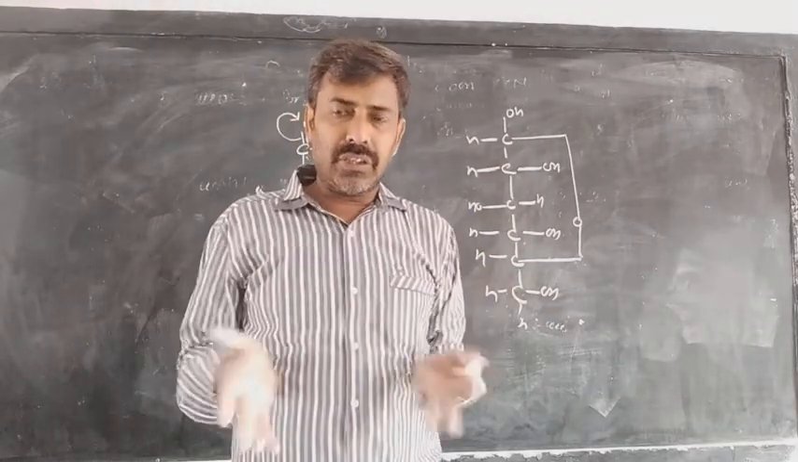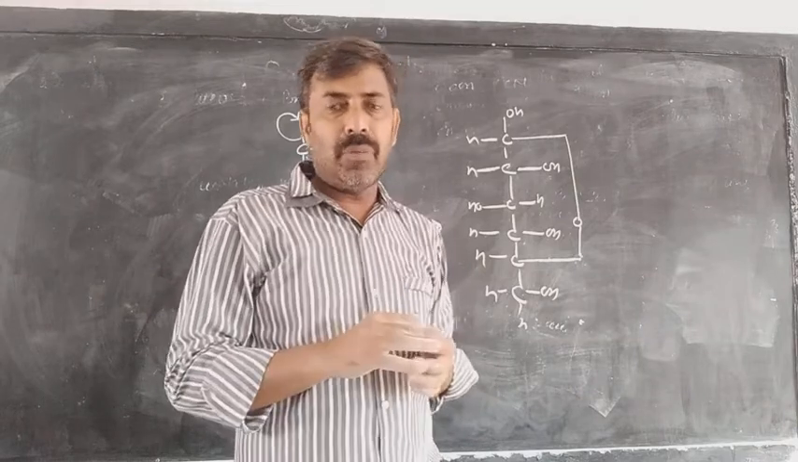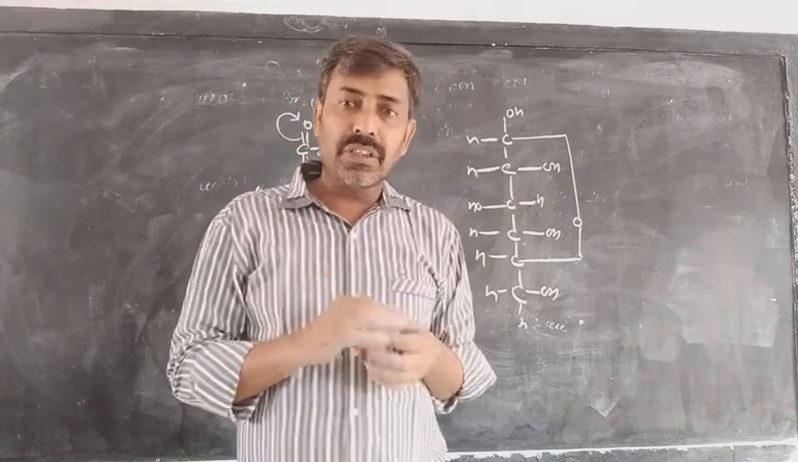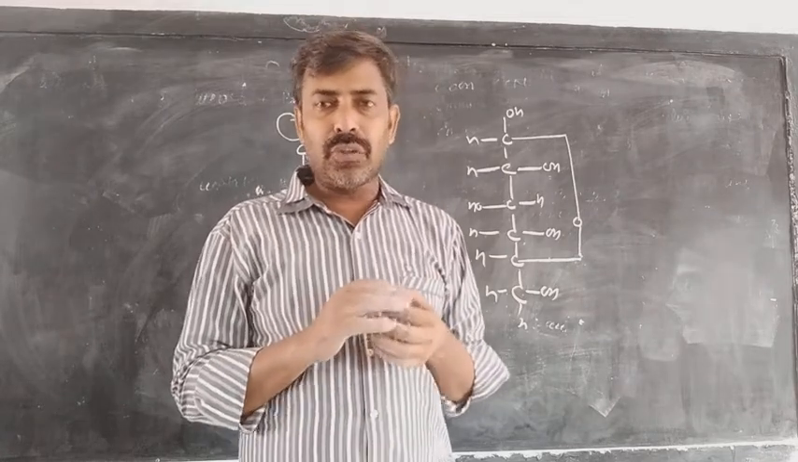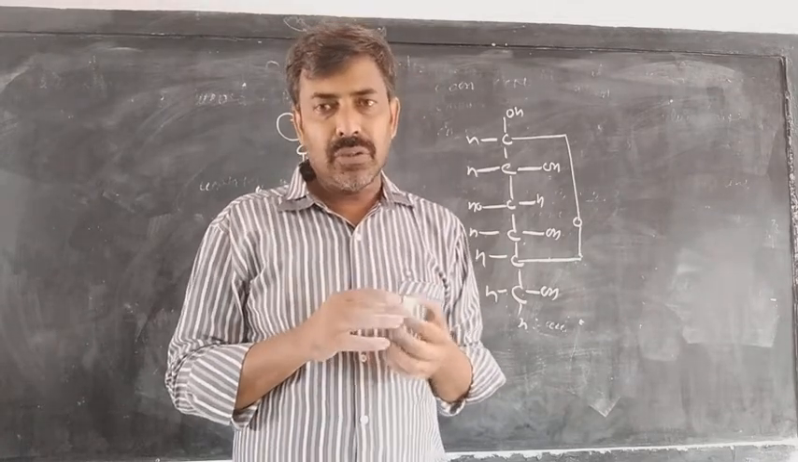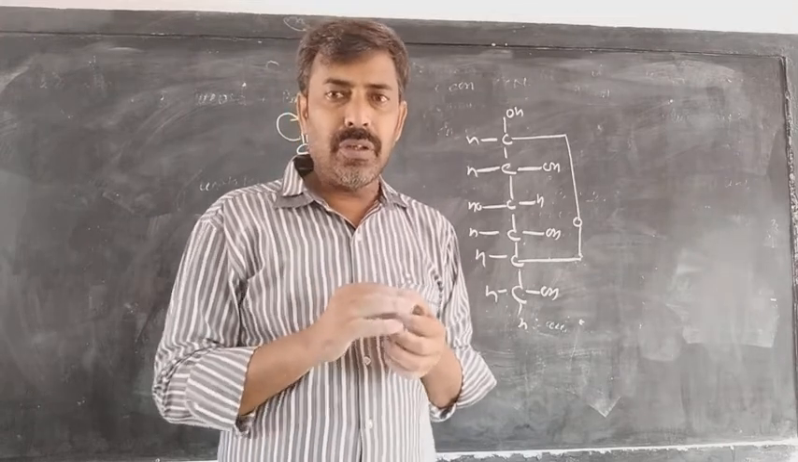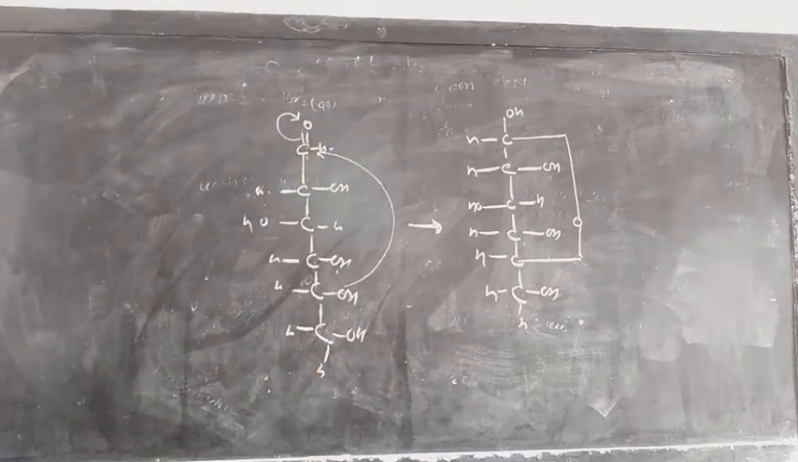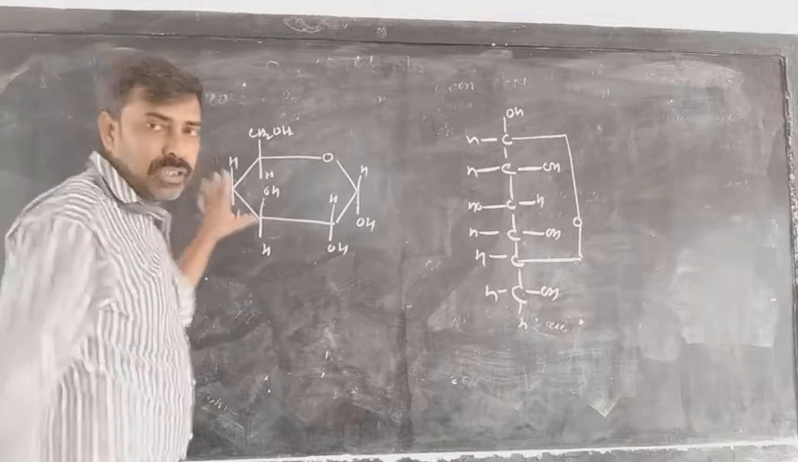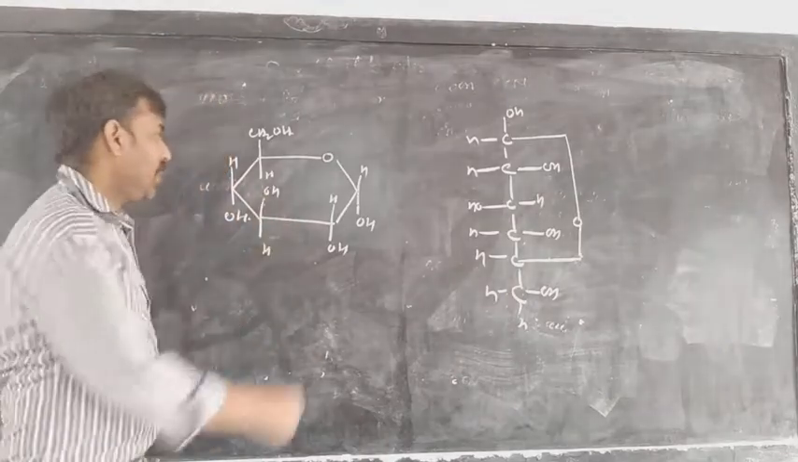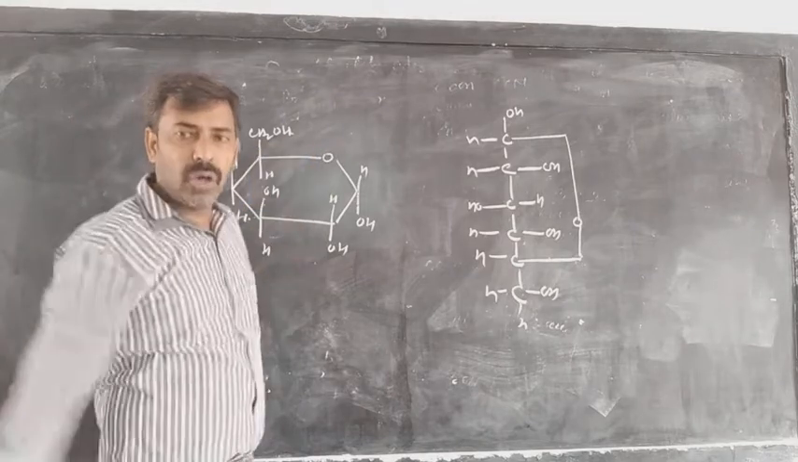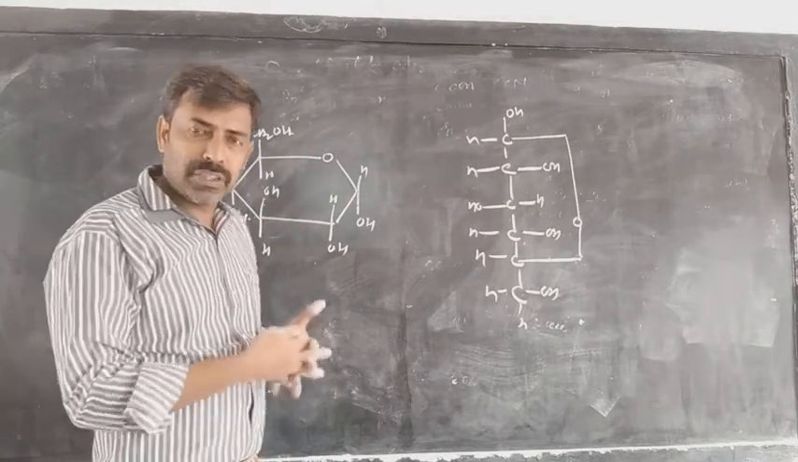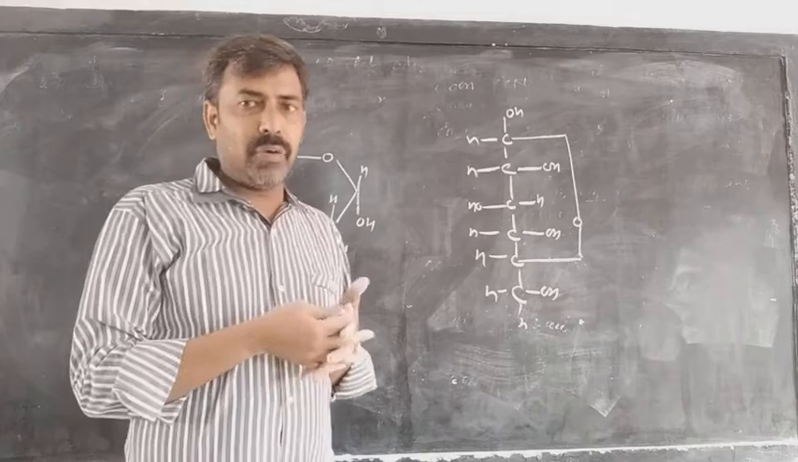When you draw the structure in the normal way, in the form of the ring, you will find the structure resembles pyran, and so the structure of glucose is also called the pyranose structure. So we are going to see the pyranose structure of glucose. This is the pyranose structure of glucose, having 1, 2, 3, 4, 5 carbons and 1 oxygen. The ring structure resembles pyran, so it is called the pyranose structure.